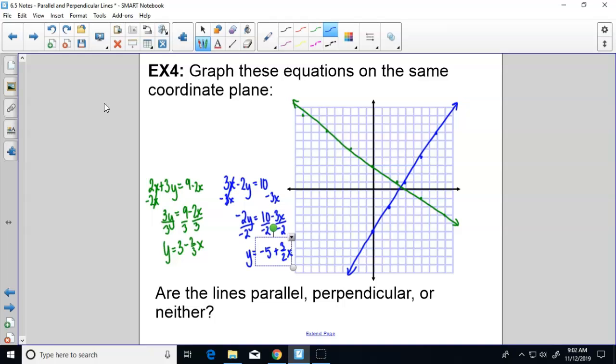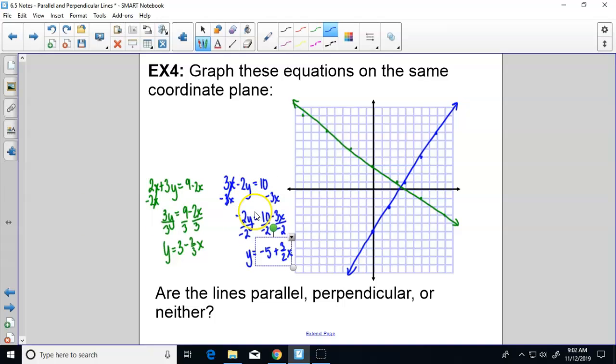Okay? For example 4, you have to solve those for y first. You cannot graph them till they're solved for y. So you had 2x plus 3y equals 9. So you subtract the 2x. You divide by 3. You should get y equals 3 minus 2/3 x, or you might write it with the x first. That's fine. But you have a y-intercept of 3, a slope of -2/3 for that first line.